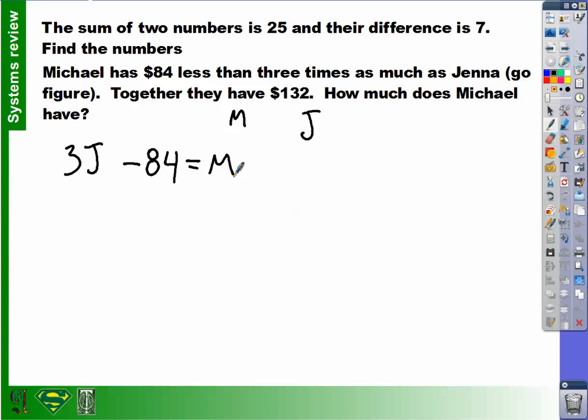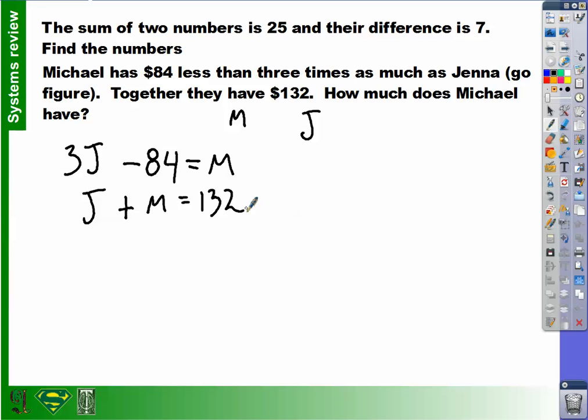All right, let's take a look at the next one. Then it says together they have $132. What's it telling you to do when together they have $132? They're telling you to add. So what are they adding? Michael's and Jenna's. And that is equal to 132.